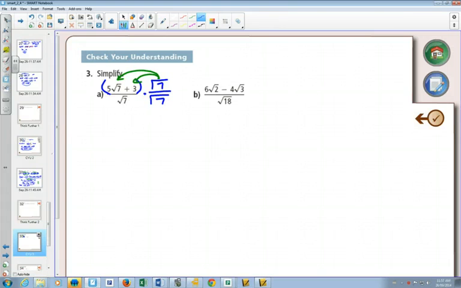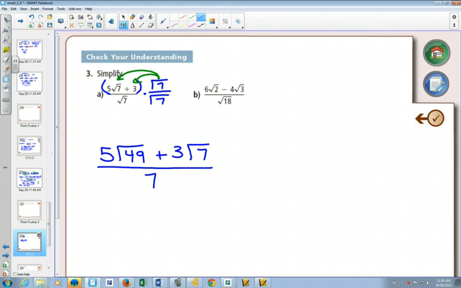So on the top, when I multiply 5 root 7 by root 7, I will get 5 root 49. We'll simplify it after. Some of you are going to get really good at seeing this and do it all in one step. That's fine. But for now, 5 root 7 times root 7 is going to be 5 root 49. And 3 times root 7 will just be 3 root 7, all divided by 7. Because root 7 times root 7 is root 49, which will be just 7. Now, 5 root 49, that'll be 5 times 7 will be 35, plus 3 root 7 over 7.